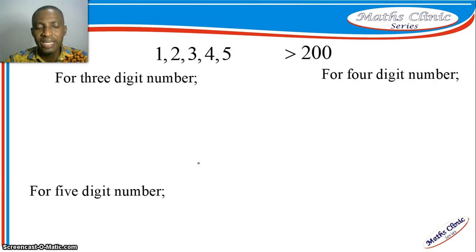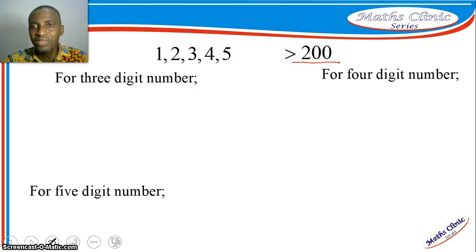Now, we are looking at a number that is greater than 200. Take note of that. And they didn't specify the number of digits they want us to form. And so what we have to do is form numbers that are greater than 200. A number greater than 200 can be a 3-digit number, a 4-digit number, or a 5-digit number. And remember that since we have 5 digits, we can create a 5-digit number. For example, I can say this one as 12,345. So we have to take them step by step.